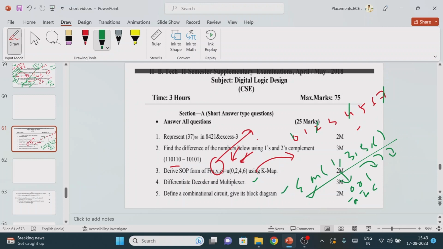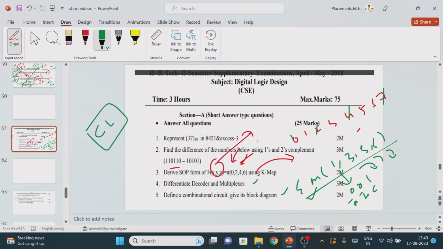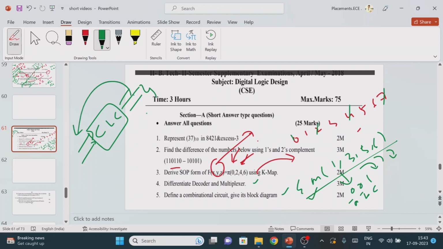Design the combinational logic circuit and give its block diagram. Combinational logic circuit means if the output completely depends upon the input, then it is called a combinational logic circuit, CLC. It may be one input or two inputs or multiple inputs. So we'll be getting one or more outputs. Here the output depends only on the input, so it is called a combinational logic circuit.